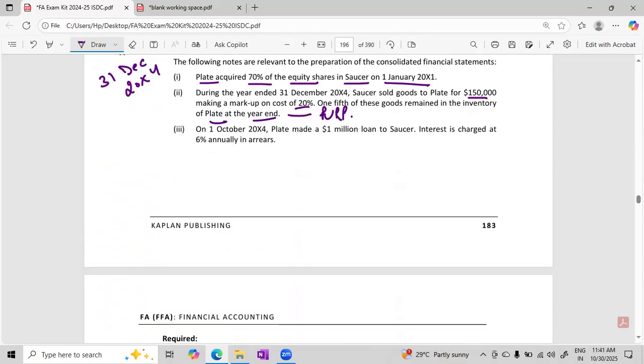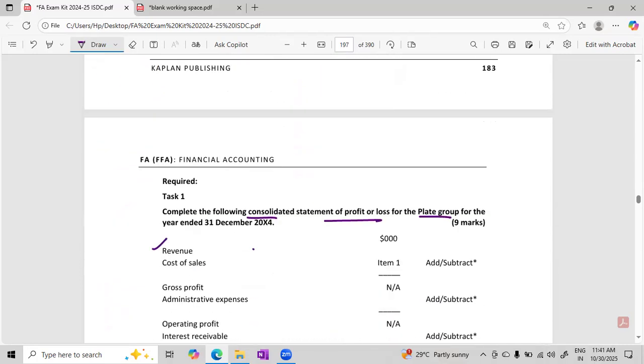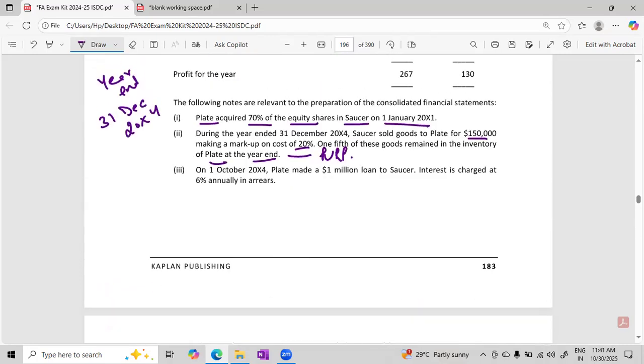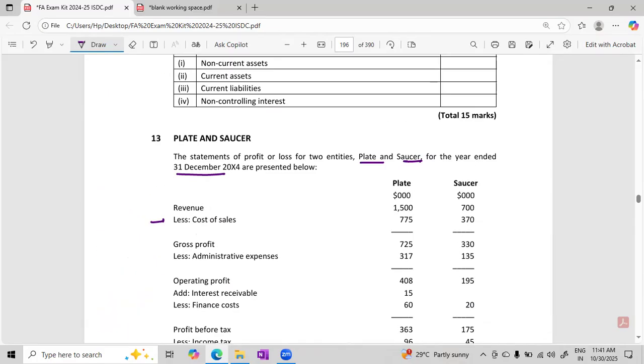First, we have to find the revenue figure. We are simply going to add this 1500 and this 700, and from this we are going to eliminate intra-group trading. I'll write over here: there is a parent company and a subsidiary company. P is the parent company and Saucer is the subsidiary company. P has acquired 70% of Saucer.